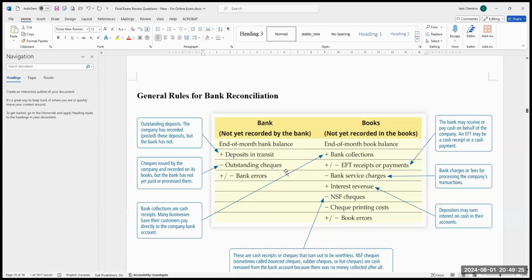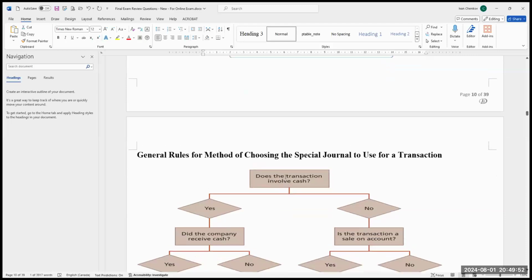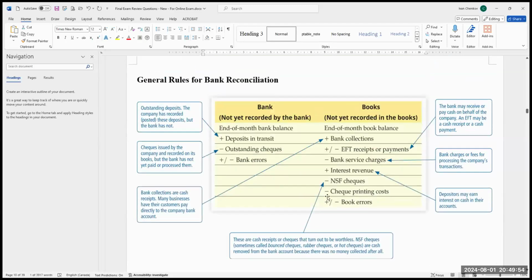Everything which is in the bank but not in the book, you have to reflect in the book. And the opposite, everything which is in the book but not in the bank, you have to adjust the bank balance. We're not correcting the books for the events that are related to the bank. We're not adding it because we already have those in our books. That's it for the bank reconciliation.